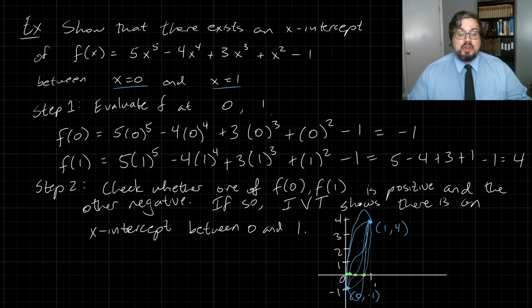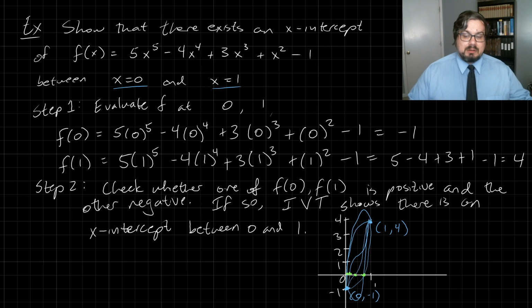Now, we don't know exactly what number it is, but one way that you could get more precise numbers is to try plugging in 1/2. And if you evaluate f of 1/2, you'll get some number out of that. And you can say, well, is that number positive or negative? If it's positive, then you know that the 0 has to be now between 0 and 1/2. But if it's negative, it has to be between 1/2 and 1.